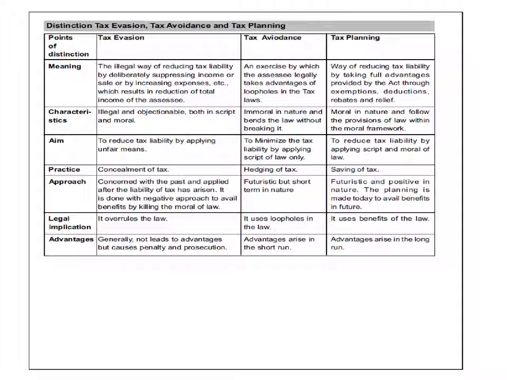So these are your basic concepts. What is important here is the difference between capital and revenue receipts, the difference between tax evasion, tax avoidance and tax planning, and third, your residential status and scope of income. Okay, please read them and revise them on a regular basis. Okay, thank you.